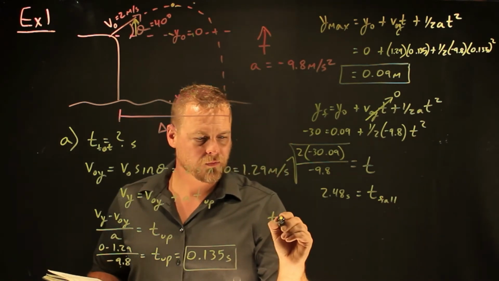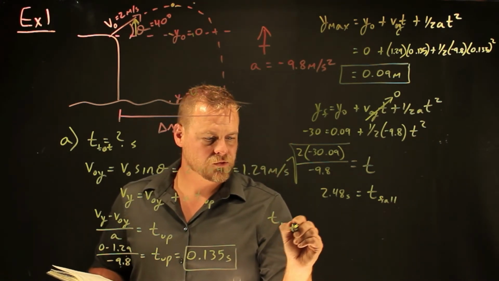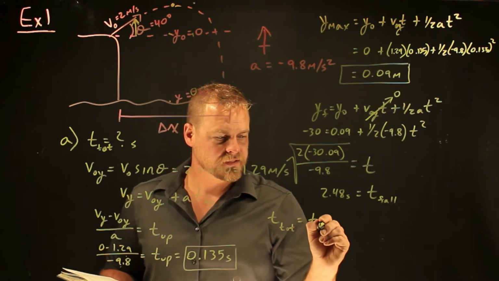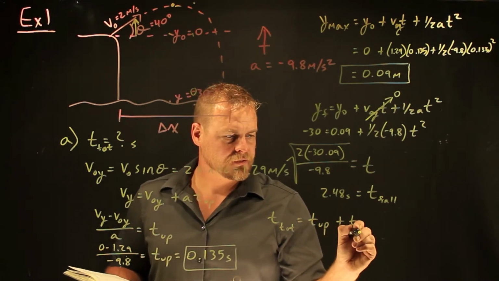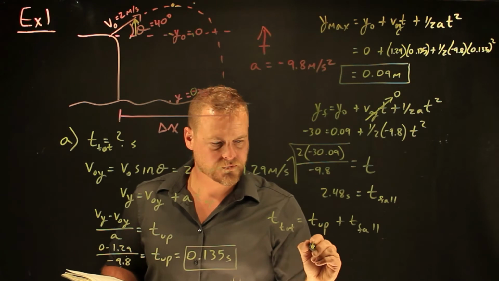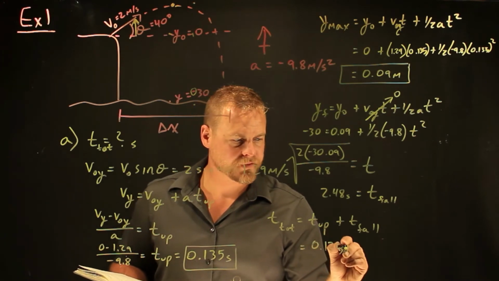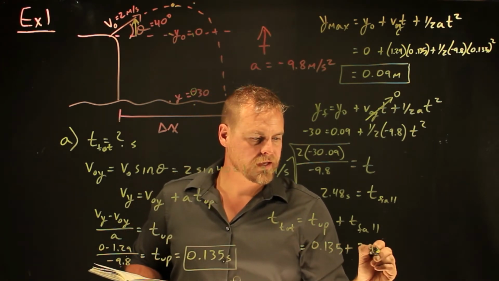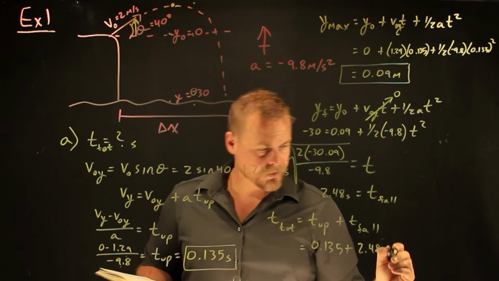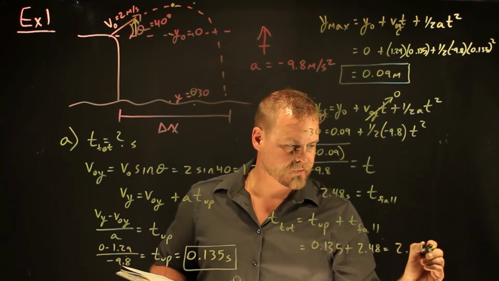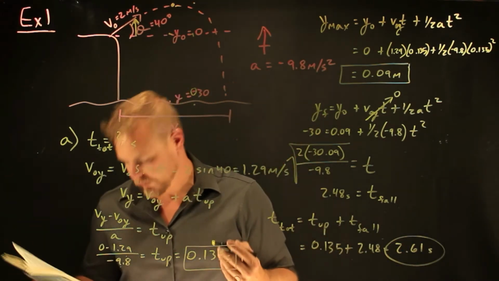And so I originally asked what was t total, which is going to be t up plus t fall, which was 0.135 plus 2.48, which will end up being 2.61 seconds is the total air time.